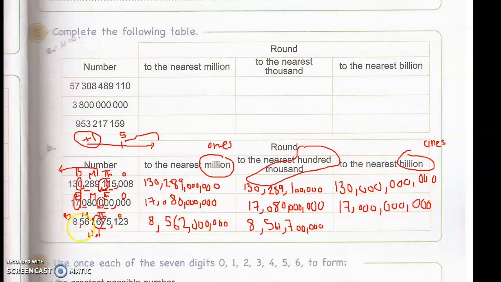Okay. The last one. Which is the ones digit in the billions family? 8. We look at the next one, it's 5. Even if it's 5, we must add 1. So if it's 5 or more than 5, we add 1. Okay? So we add 1 to 8, it becomes how much? 9. So 9 billion. So even if the underlined digit equals 5, we should add 1.